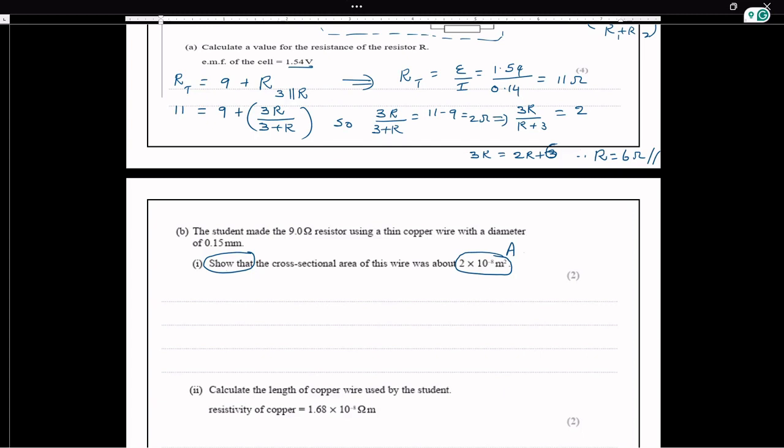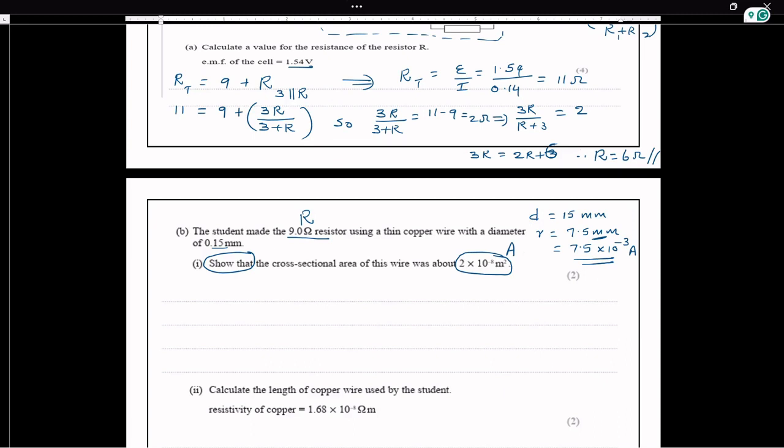And it is given the resistance of the wire, then even the diameter it is given. So let us write the diameter. Diameter is 0.15 millimeter. Therefore, the radius is 7.5 millimeter, which is 7.5 times the prefix milli. The value of the prefix milli is 10 to the power of negative 3. This is the value of the radius.